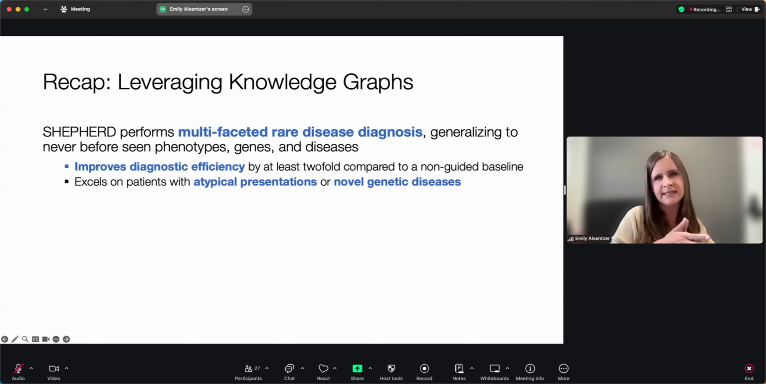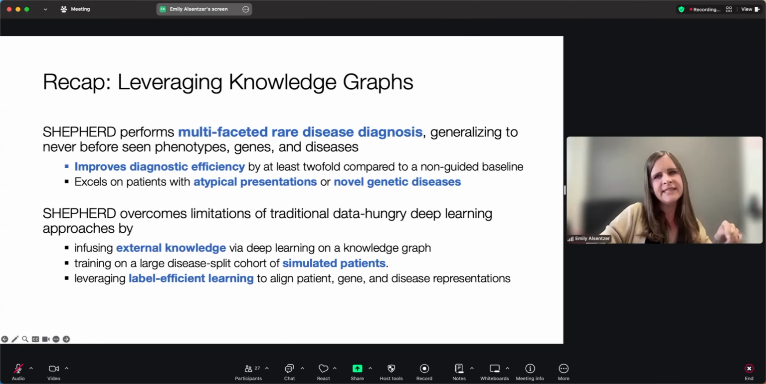So just to summarize this portion of our work, SHEPHERD is able to perform this multifaceted diagnosis, generalizing to never-before-seen phenotypes, genes, and diseases. The key components here that enable this to work are infusing external knowledge via deep learning on the knowledge graph, training on this large disease-split cohort of simulated patients, and then leveraging label-efficient training to learn a meaningful embedding space. The additional benefit of training on this simulated data is that we were able to release this model publicly to the community without any privacy concerns as well.